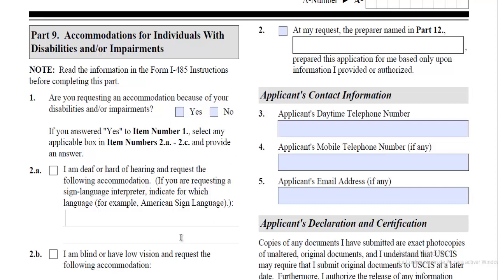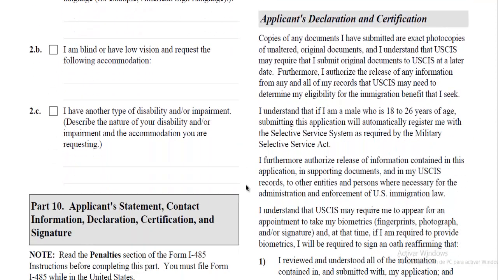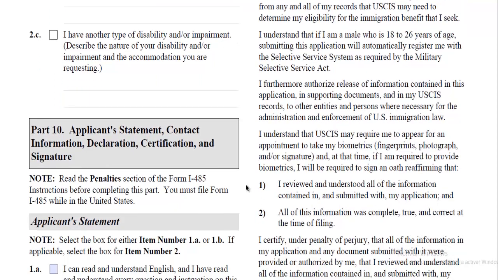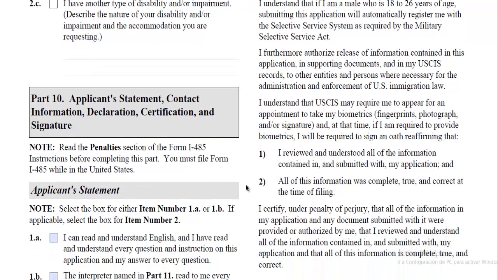In part 10, we're almost done, guys. I know it's long. In part 10, applicant's statement, contact information, declaration, certification, and signature. This is where you, the applicant for the green card, sign. You also need to ensure that USCIS can understand what you're signing, stand by the authenticity of the document copies you have submitted, and supply ways to reach you. Remember, your signature must be in black ink.